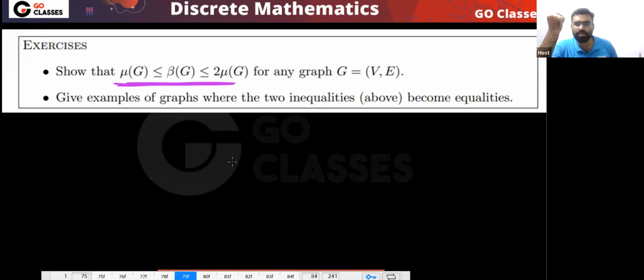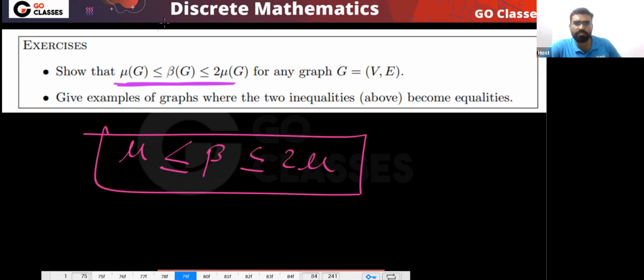This is also a GATE exam question. Did you understand? Very simple. See, μ is less than or equal to vertex cover, which is less than or equal to 2μ. So quite simple.